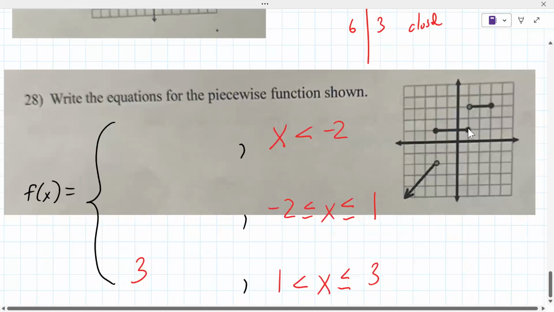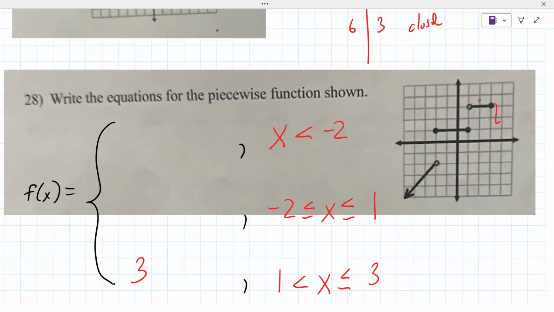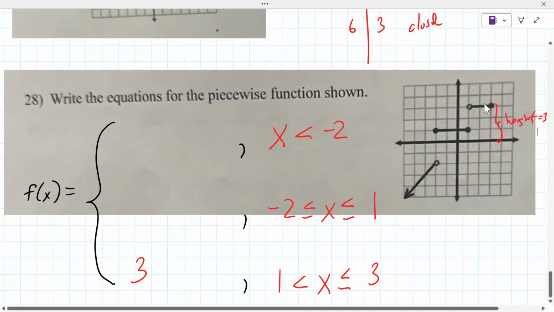Is it -1 and 1? But why was the height of this one 3? This one on the right. Why was its height 3? Because I'm looking at this, that's its height. The height is 3. How far up from the x-axis is it? It's 3 up. How many up from the x-axis is this one? 1. 1.